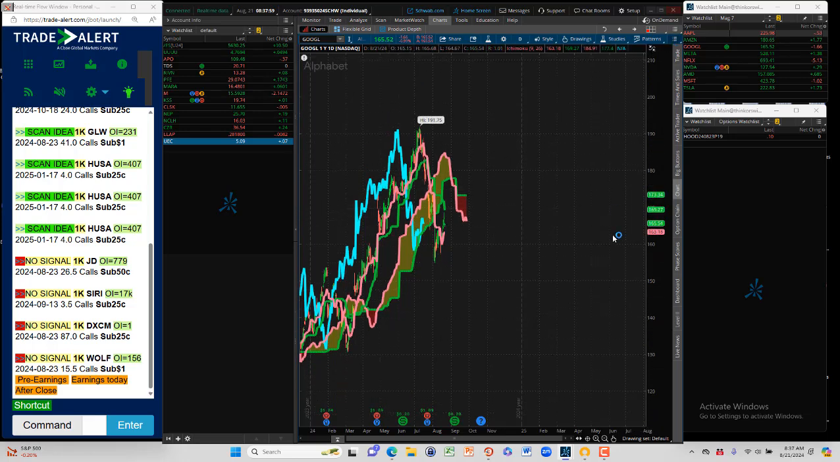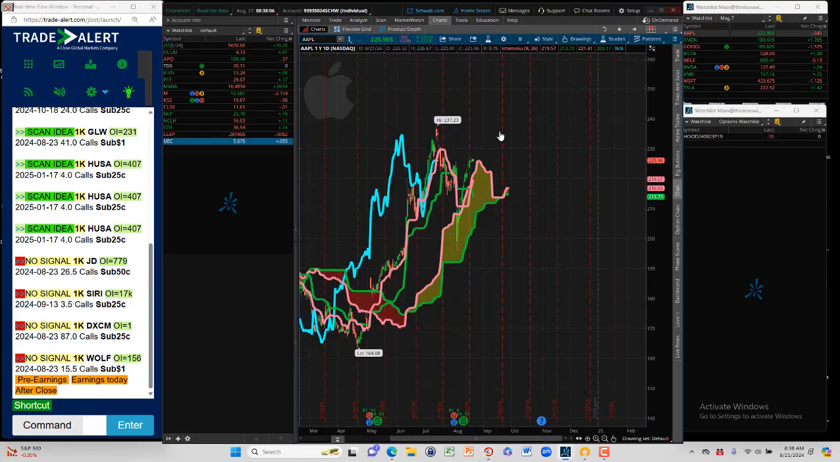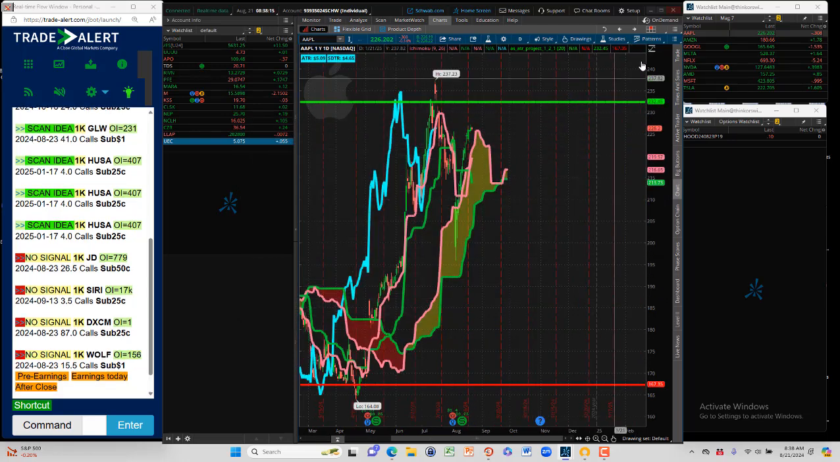So that is now there. I have 2 left. You can add RSI as well. I'm going to add that standard deviation ATR versus ATR. So go in here and ATR project. Got it there. Cool.